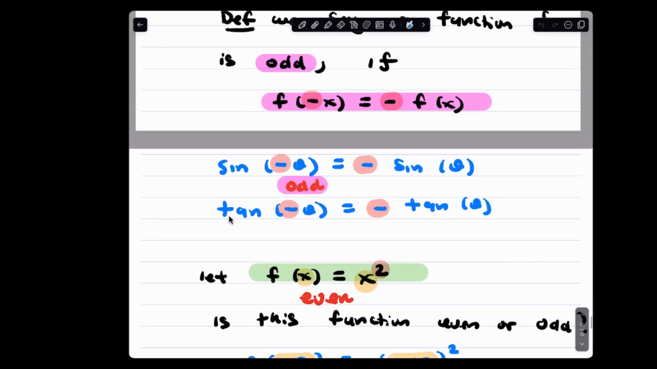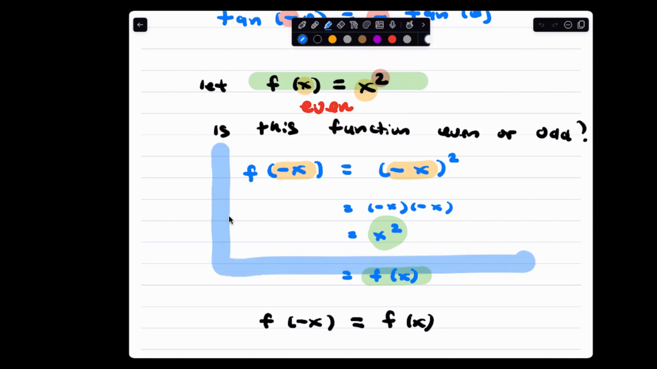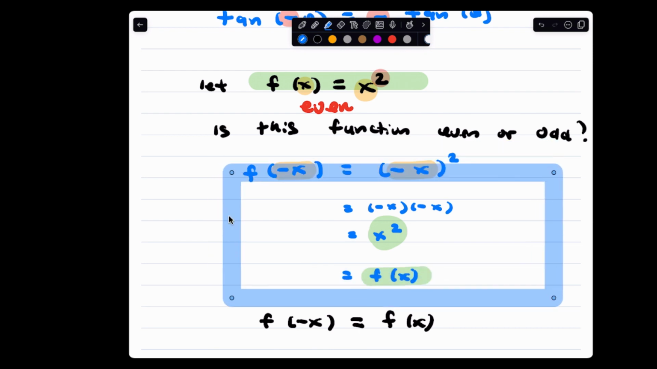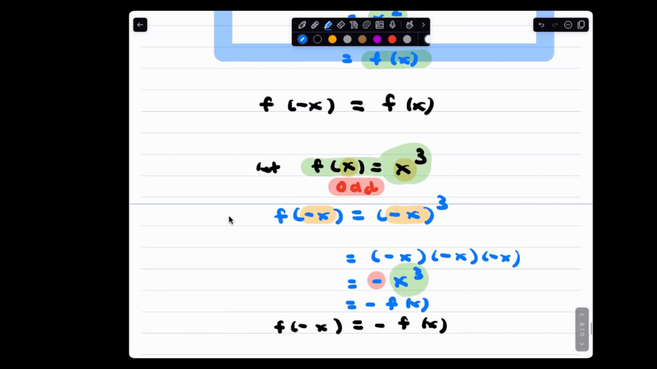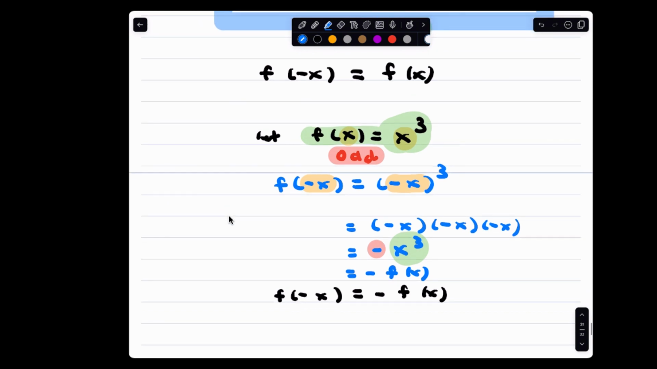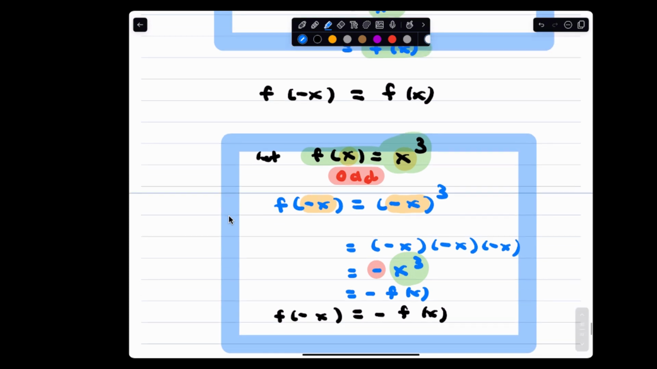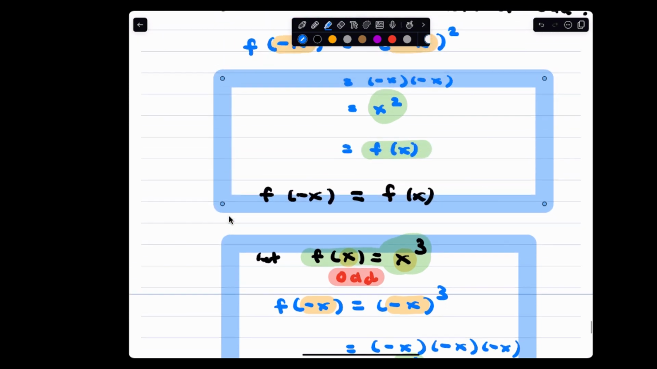And then fundamentally speaking, we go back to a little bit of algebra. We say x squared is even. We prove that here. This here is the process you want to focus on. This here, this is the process we'll focus on this morning. And then over here, this is showing that x cubed is an odd function. So again, this is the process as well. See if I can make this bigger.